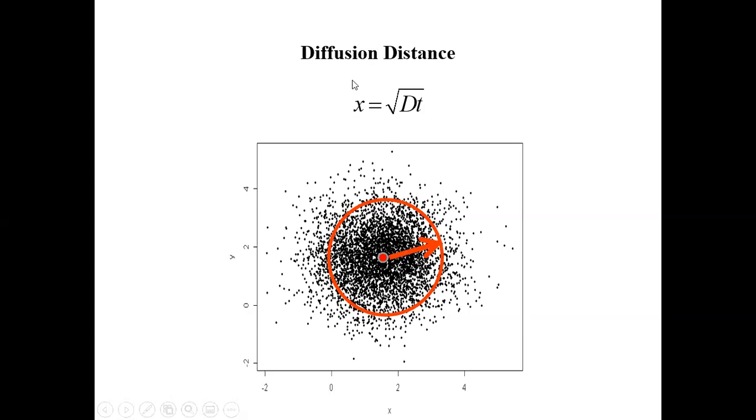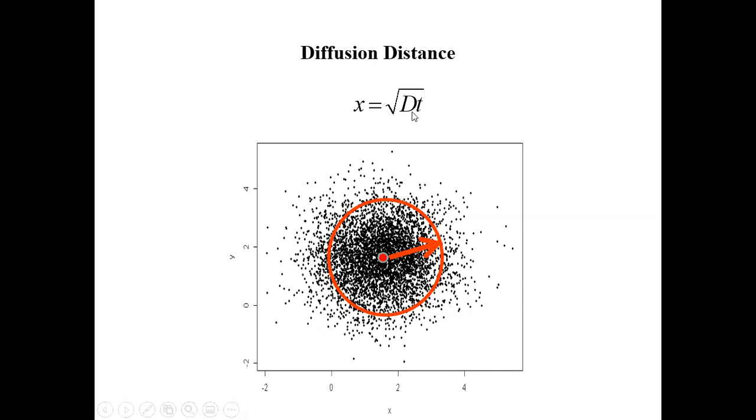And x is not the length of trajectory it travels. It's simply the distance between the initial position of the particle and the final position of the particle that you make observation during time t. So this is not the length of the trajectory. It's simply the distance between the initial and the final position of the particle during time t.